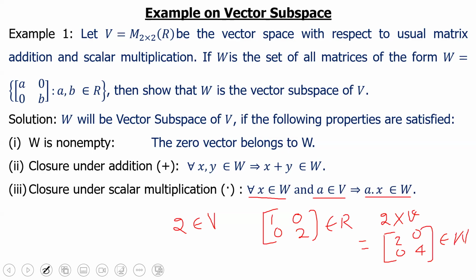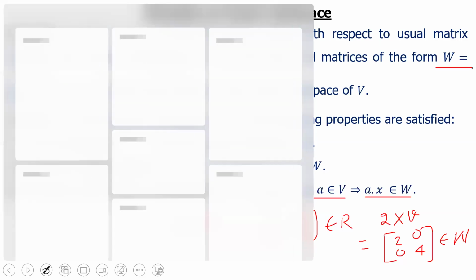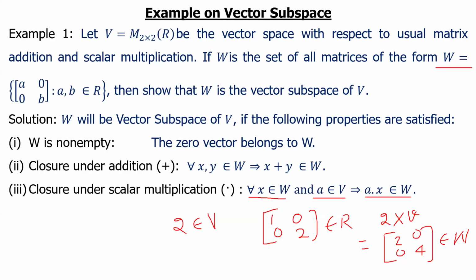So since all the three properties of being a vector subspace are satisfied by the given set W, therefore W is a subspace of the vector space V. Thank you.